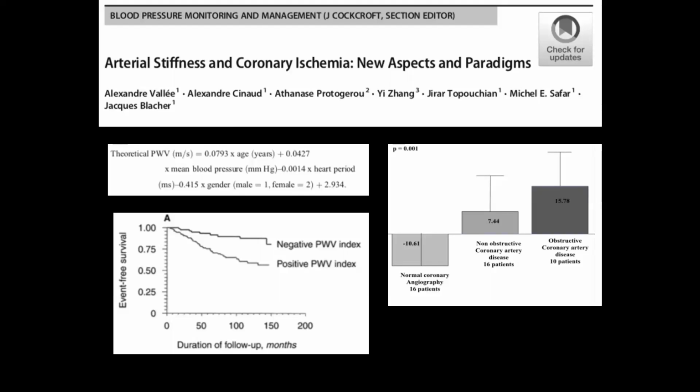So they then applied this to people who were undergoing coronary angiography. If you had a negative pulse wave velocity index, the coronary angiograms were normal. If you had a slightly positive index, you did have coronary disease, but it was non-obstructive. But if you had a high pulse wave velocity index, then you had coronary disease and it was obstructive. So this was a very simple AI machine learning algorithm. This is something that your students would have been able to do, and yet it was making a very important clinical impact.